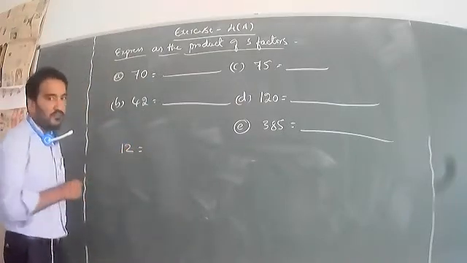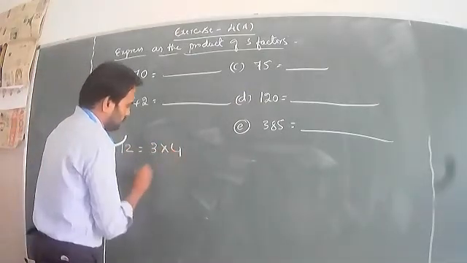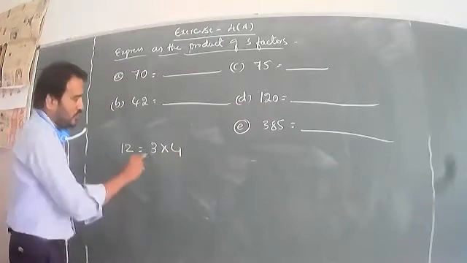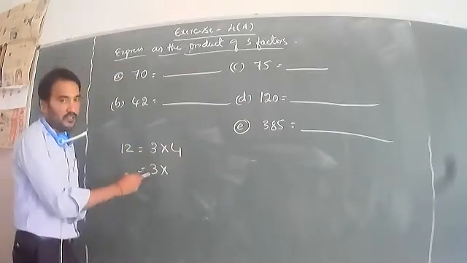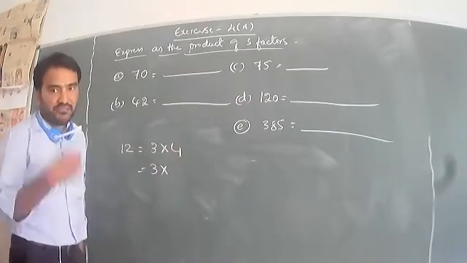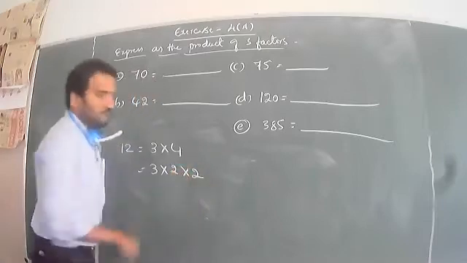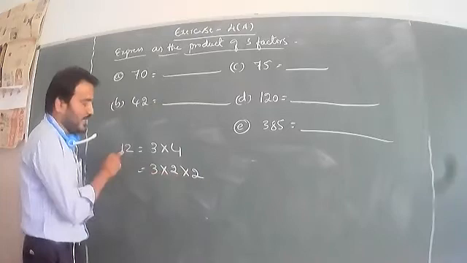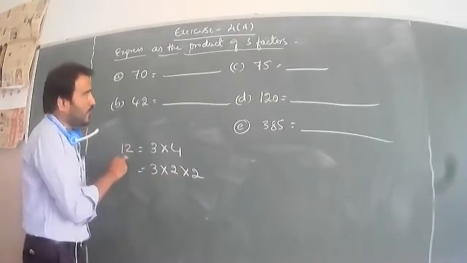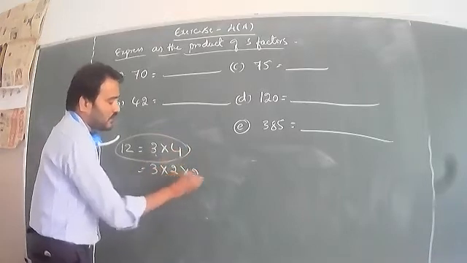12, first we have to find out the two factors. 3 into 4. 3 is a prime number, we cannot take the factors. 4 is a composite number, we can take the factors. How many factors? 2 into 2. So 3 factors: 2 into 2 into 3. So we get 12, same.